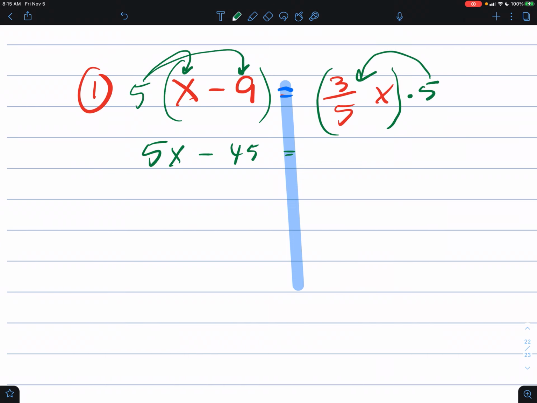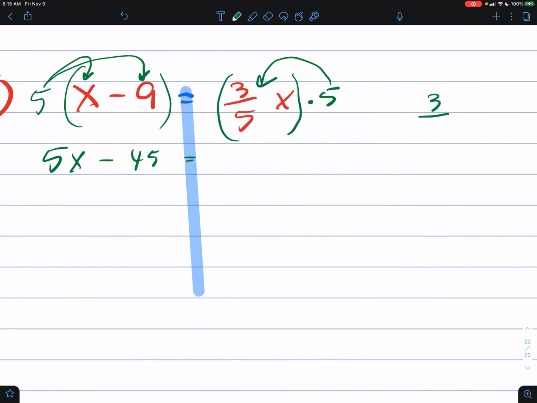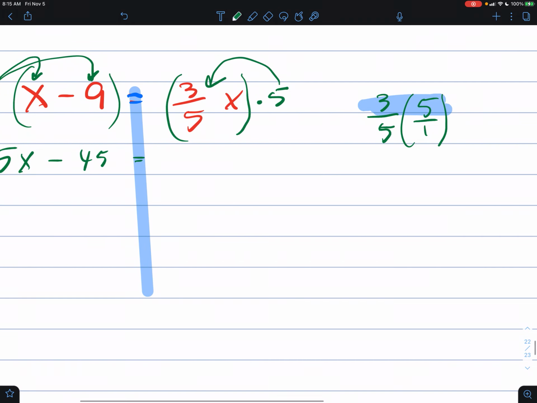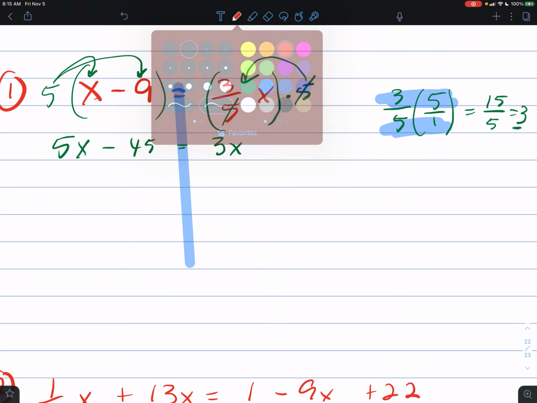Now, 5 times 3/5, the reason why this is nice and why this works is when we do 3 times 5, top times top, bottom times bottom, we get 15 over 5. And 15 divided by 5 is 3. So essentially what happens here is the 5's cancel out and just leave you with 3x. And now that the fraction is gone, I can continue solving the problem.